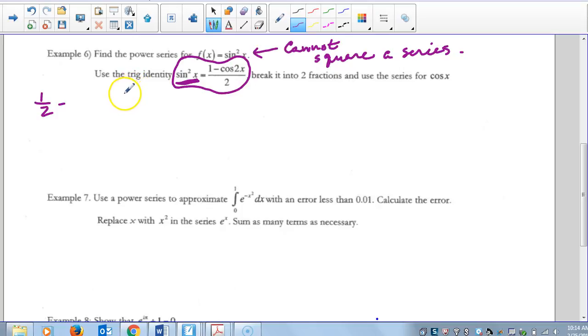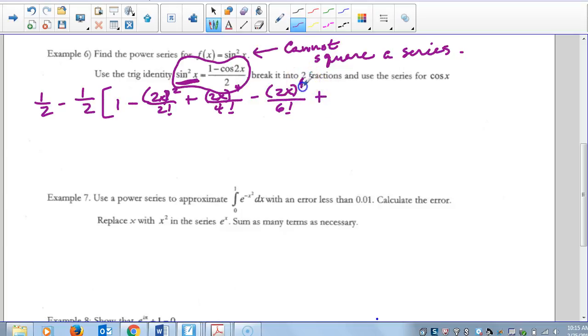let's see, 1/2, and I'm just going to substitute 2x in for cosine. So it's going to be 1 minus 2x squared over 2 factorial plus 2x to the 4th over 4 factorial minus 2x to the 6th over 6 factorial plus, that's supposed to be a 6, kind of hard to see, 2x to the 8th over 8 factorial, etc.